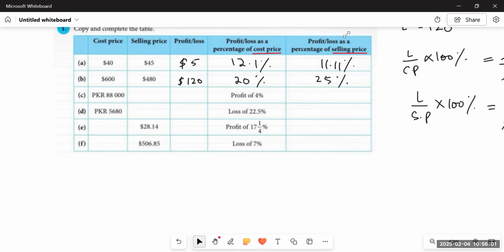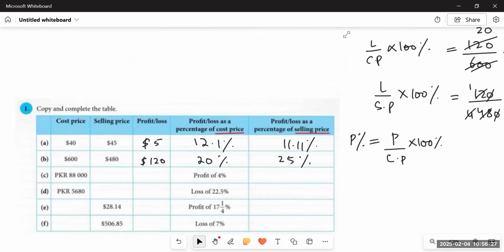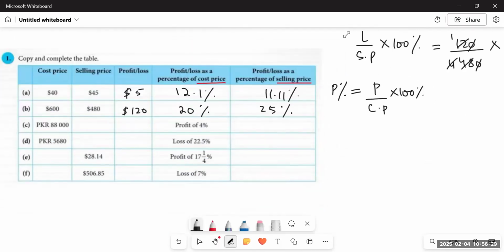What was the formula that we used to find out profit as a percentage of cost price? We'll use the same formula. What was the formula? Profit percentage is equal to profit upon cost price multiplied by 100%. Right? So we will use the same formula. How? Look, we'll substitute the values that are given in this situation.